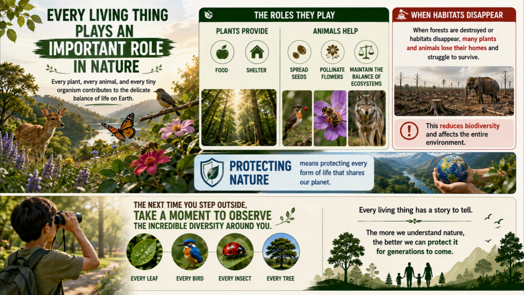Every living thing plays an important role in nature. Plants provide food and shelter. Animals help spread seeds, pollinate flowers, and maintain the balance of ecosystems. When forests are destroyed or habitats disappear, many plants and animals lose their homes and struggle to survive. This reduces biodiversity and affects the entire environment. Protecting nature means protecting every form of life that shares our planet.